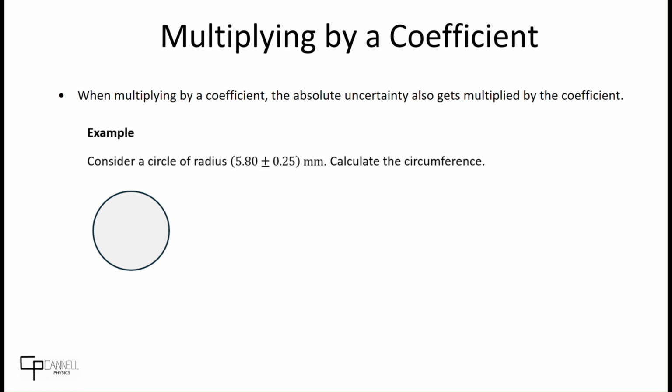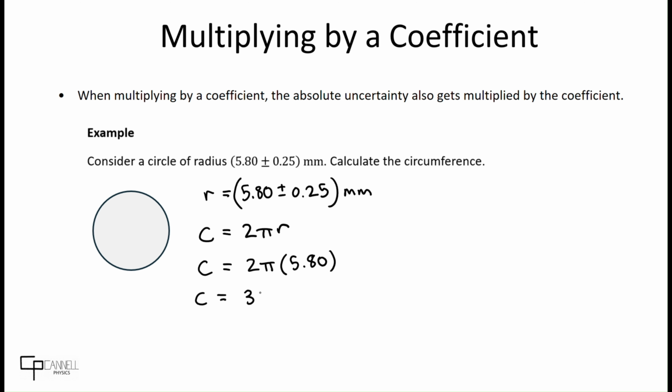the factor is. So for example, we're going to consider a circle of radius 5.80 plus or minus 0.25 millimeters, and we're asked to calculate the circumference. So let's just start by writing out the radius. And the formula for the circumference of a circle is 2 pi r. So ignoring the uncertainty, let's just calculate the circumference. And this is 36.44, etc. in millimeters. So we haven't done anything with uncertainties yet.